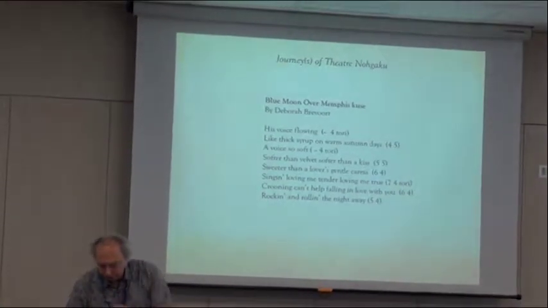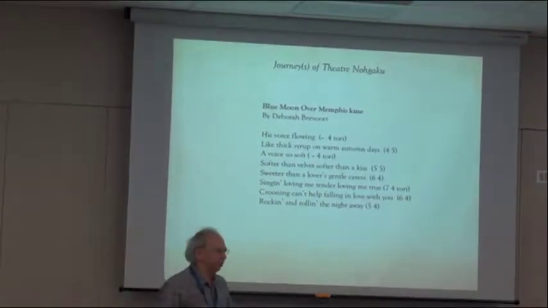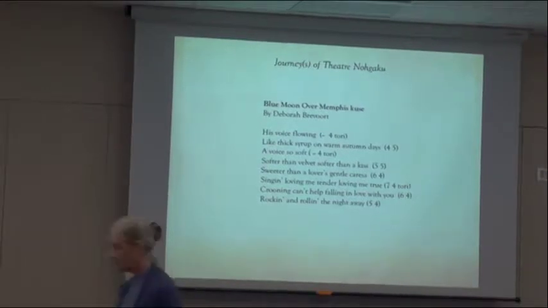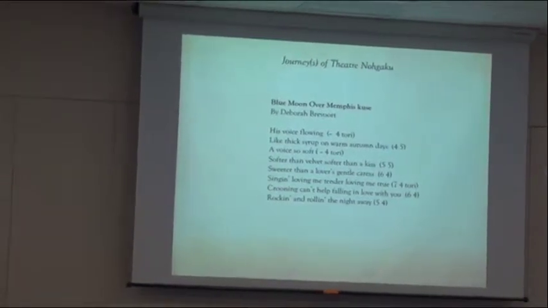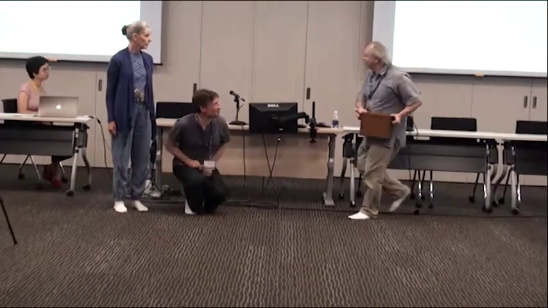So this will have sections where there will be this Mitsuji and Suzuki section as well. Yes, this is the kuse of Blue Moon Over Memphis. And that's the entire text? No, actually it goes on to another page. We just don't have a page. Oh, maybe we do have a page then.